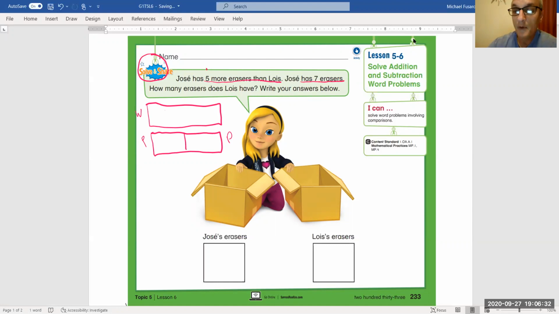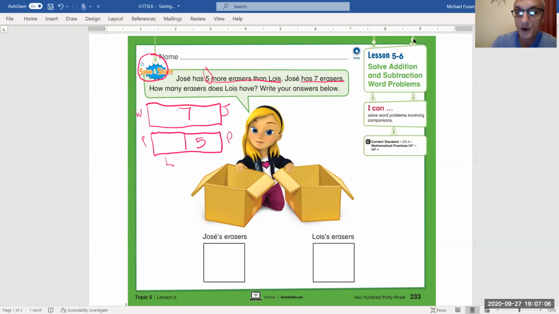Here, we know that Jose has 7 erasers, okay? And part of that is how many more he has than Lois. So we're going to say the total is 7 erasers. And we know that he has 5 more than Lois. So this is going to be Lois here. And up here, it's going to be Jose, okay?